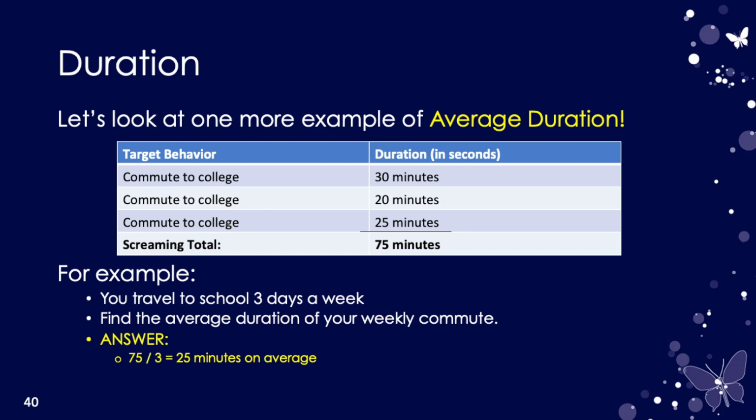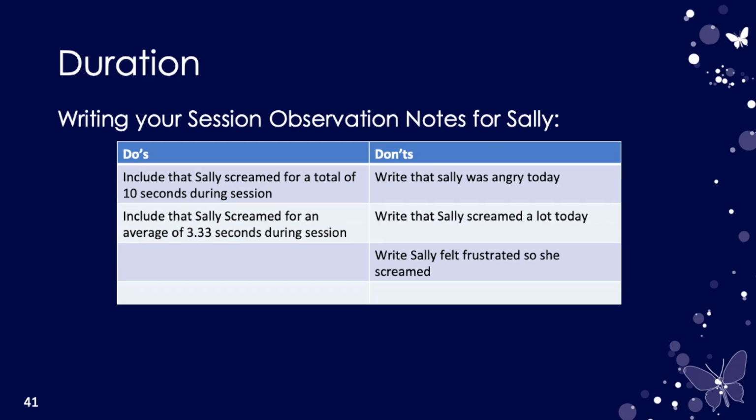Let's look at how to write your session observation notes for Sally. 1. Do. Include that Sally screamed for a total of 10 seconds during session. Include that Sally screamed for an average of 3.33 seconds during session. These notes are objective and descriptive.